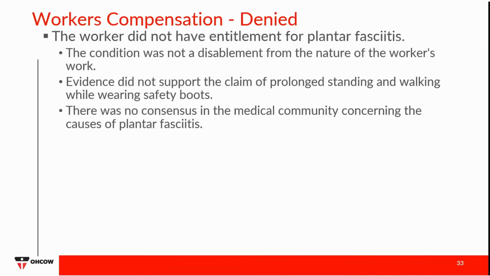The next one was basically the panel ruled that the condition was not a disablement from the nature of the worker's work. So basically saying because you did this type of work, it did not naturally lead to plantar fasciitis. The evidence provided did not support the claim of prolonged standing and walking while wearing safety boots. And once again, they said there was no consensus in the medical community concerning the causes of plantar fasciitis.